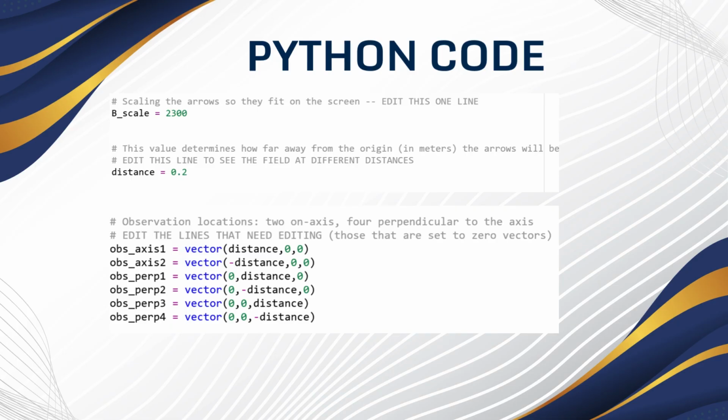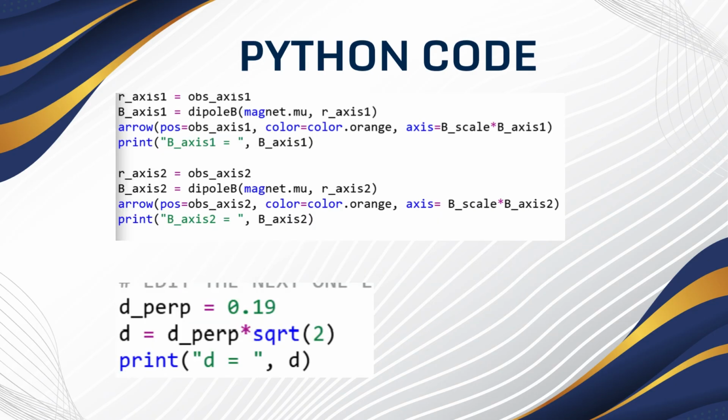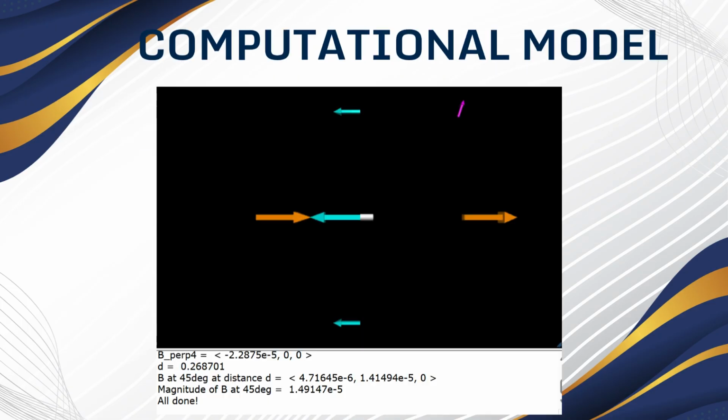And then these are my axes and perpendicular points that I used. And then I set my r-axis equal to the observed axis to create the arrows. And I did that for axis 1 and axis 2. And then d-perp was 0.19. And then this is my computational model. And you can read all the other points. I'm kind of running out of time here.